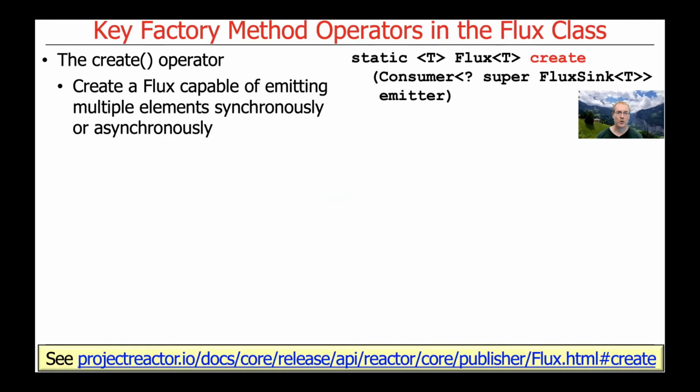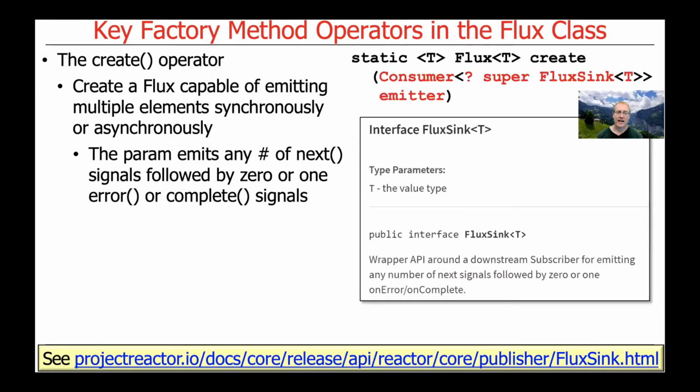The create operator is used to create a flux that's capable of emitting multiple elements synchronously or asynchronously. The parameter that's passed into create is quite interesting. It's a consumer that's parameterized by a subclass or an instance of something known as a FluxSink. We already know what a consumer is. Consumer is a functional interface from Java 8.